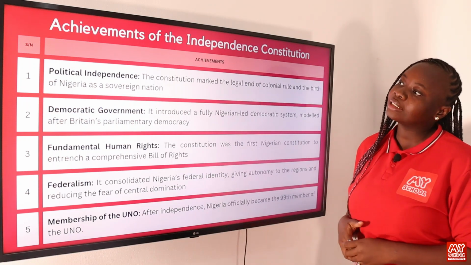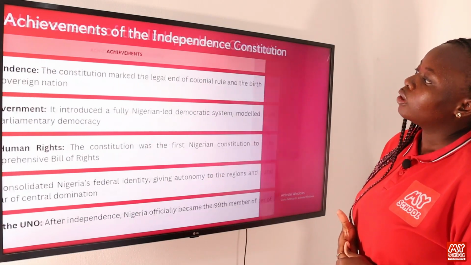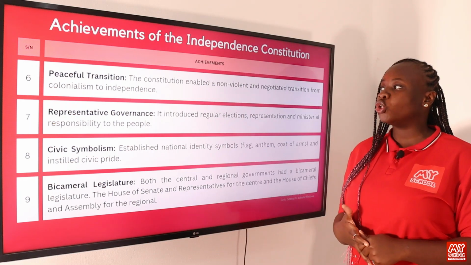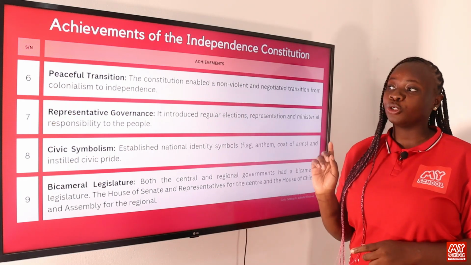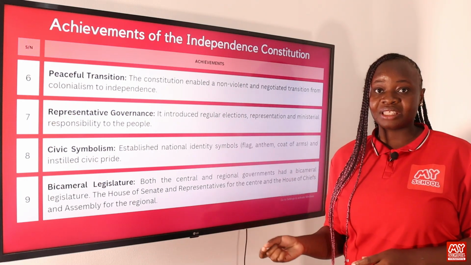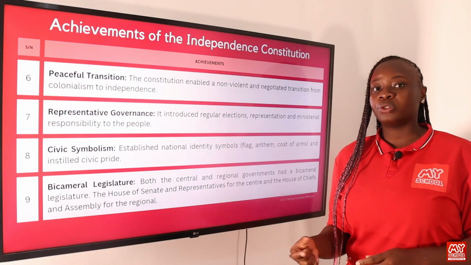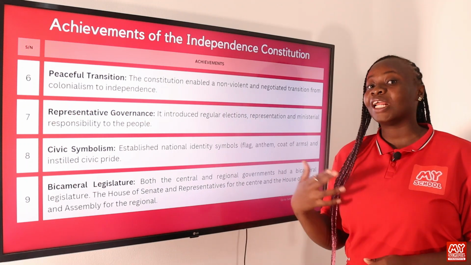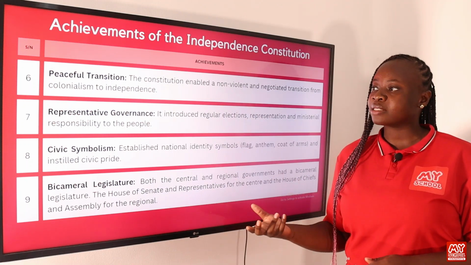Now let's move on to the next slide. Okay, and that achievement is peaceful transition. The constitution enabled a non-violent and negotiated transition from colonialism to independence. So unlike other African nations, Nigeria achieved peaceful transition. They did not have to go into war or any form of conflict in order to gain independence.